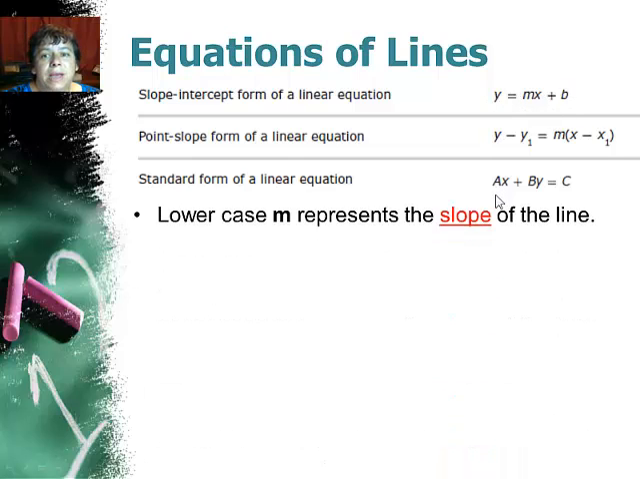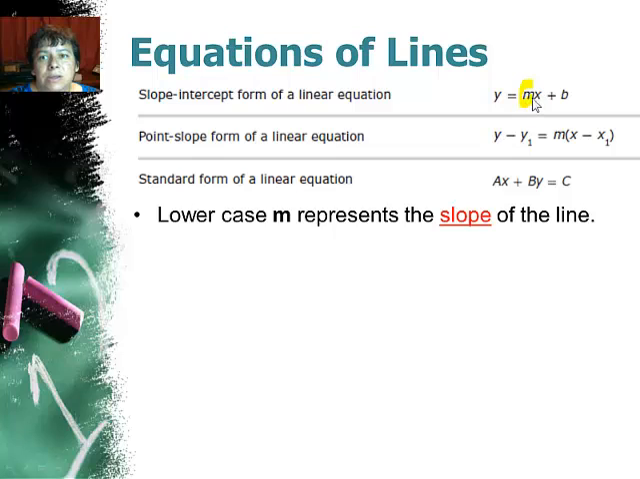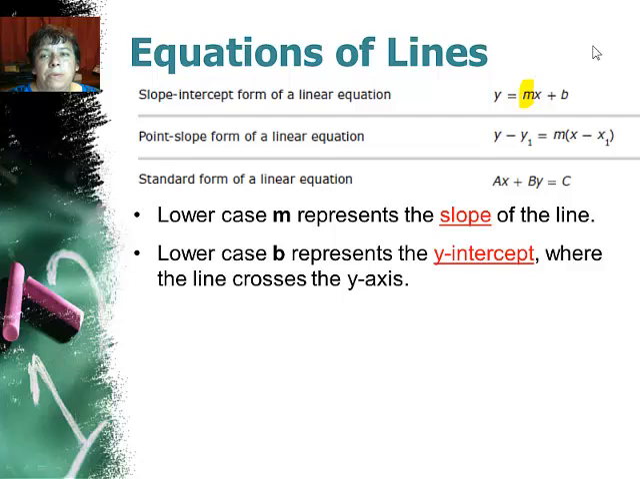The lowercase m represents the slope of the line. If I were to get a highlighter, this is the slope, so you're going to substitute in for m. The b represents the y-intercept, so that's where it crosses the y-axis.